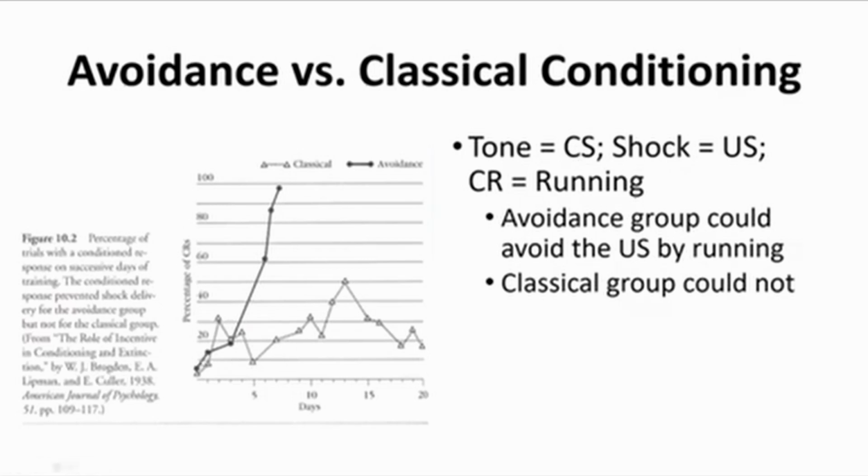Where it gets cool is in our avoidance group. In this group, a new contingency was added: if the tone played and these guinea pigs rotated the wheel, then they wouldn't receive the shock. So if they did the conditioned response of running, they could avoid receiving that unconditioned stimulus of a shock. And what we find here is that their rate of running skyrocketed. They very, very quickly learned that running allowed them to avoid that aversive stimulus, and so they ran a lot whenever they heard the tone. This is a much higher rate of running than what we saw for our classical conditioning group, because the avoidance group could actually avoid that shock by running, whereas the classical conditioning group could not.